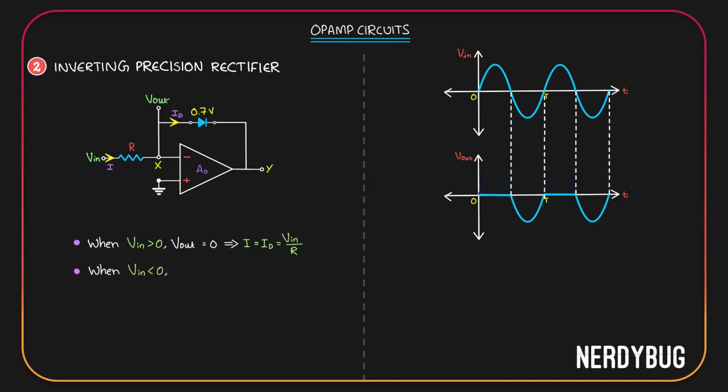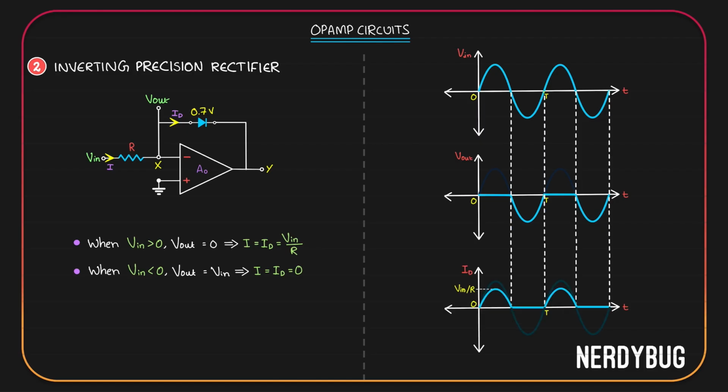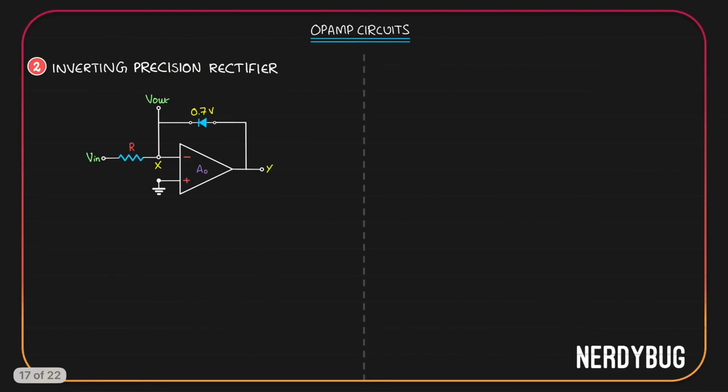When input is negative, output is equal to input. For the resistor, it has V in potential here and V in potential here. Current through it is 0, which is also the current through the diode, so it is 0. If we plot the graph, this is how it will look like. Now, what if I want an inverting precision rectifier that rectifies all the negative half cycles and keeps the positive ones? All we have to do is switch the direction of the diode. The circuit will look like this.